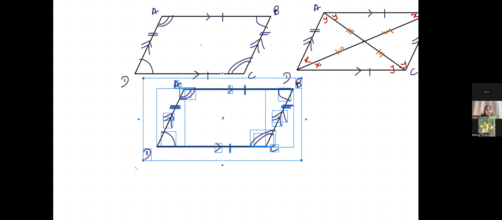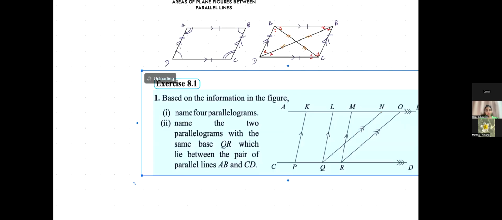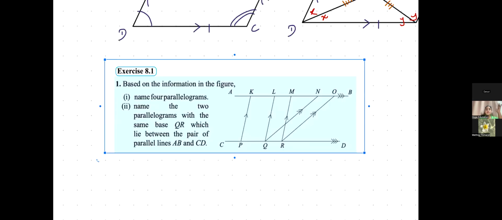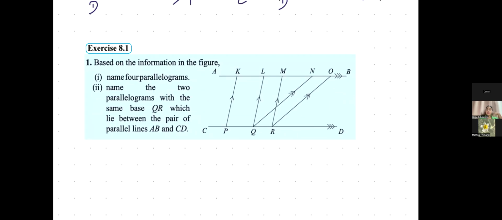All right, now let's move on to exercise 8.1. You don't need to draw this. I only talked about that to remind you. Okay, let's go to exercise 8.1. Based on the information in the figure, name 4 parallelograms. Okay, now tell me. According to the figure, give me some parallelograms here.